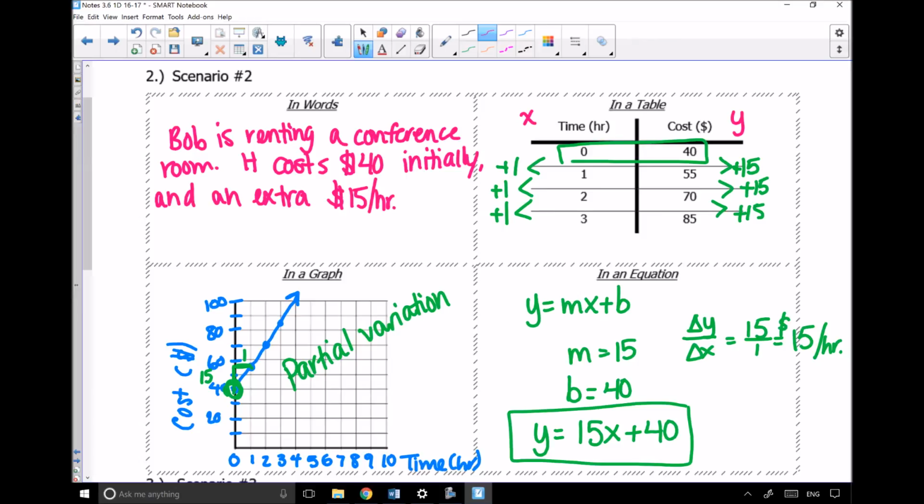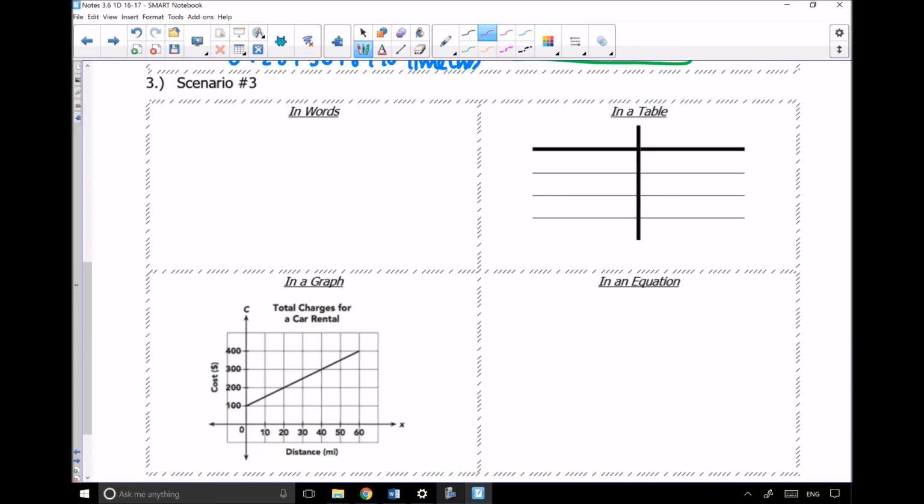That's how all of my stuff is related in my rule of 4, okay? All right, last scenario that I want to look at with you guys is scenario number 3. This time you're given information in a graph, and we need to identify, first of all, what are our x and y variables? Well, the graph is easy because my x is always going to be the horizontal axis, and it's even labeled for you here, so I know that the distance is x, and that the cost right here is going to be the y.